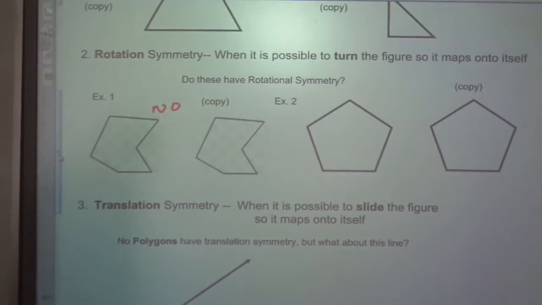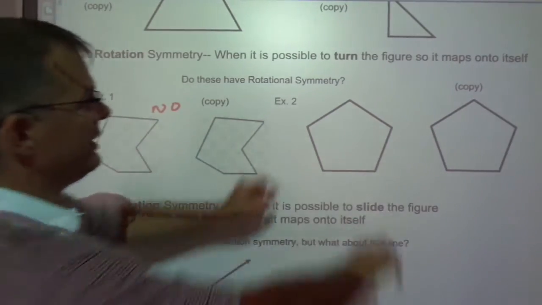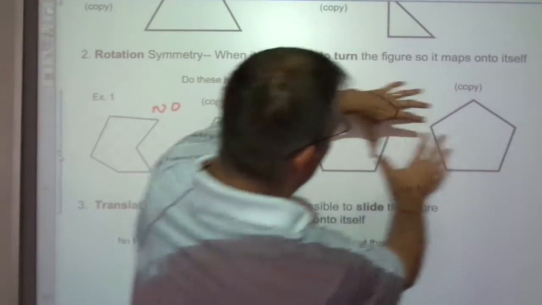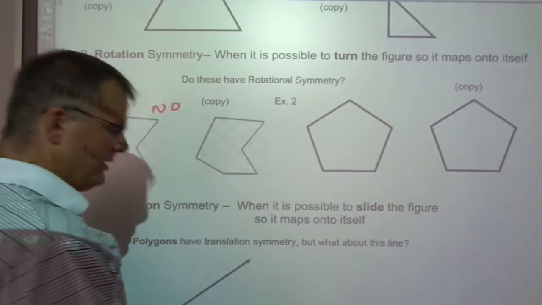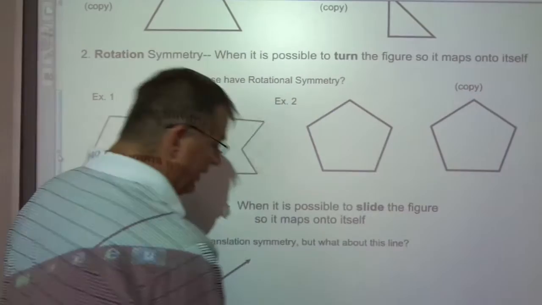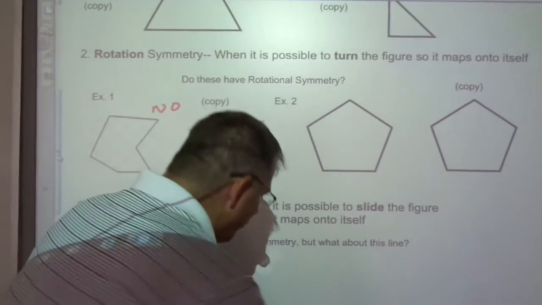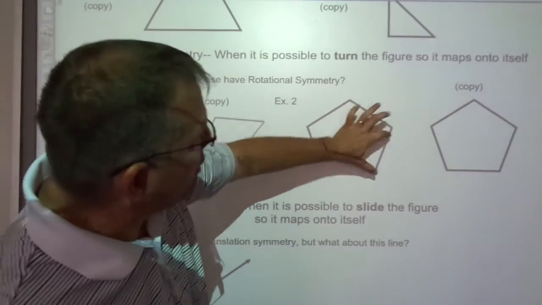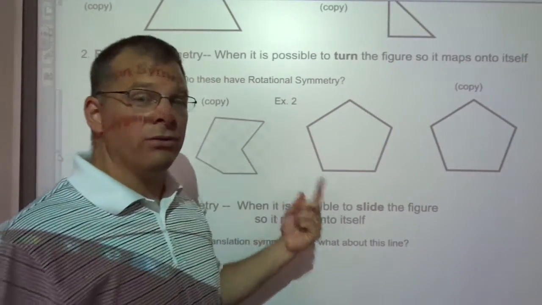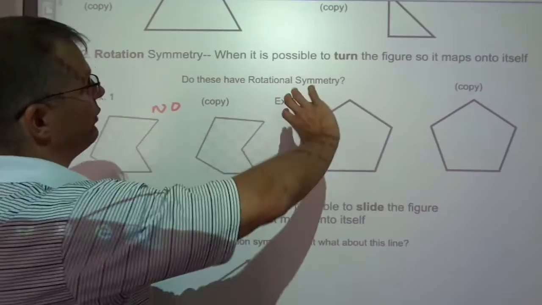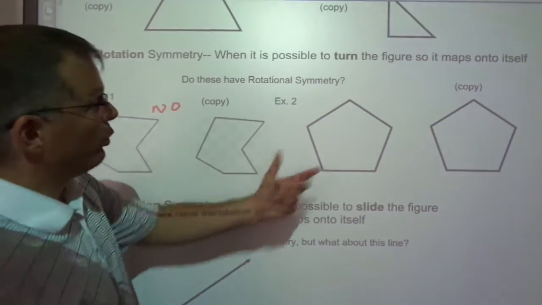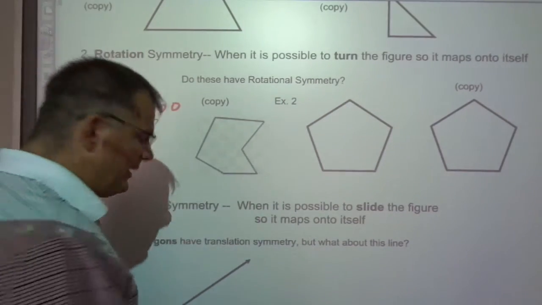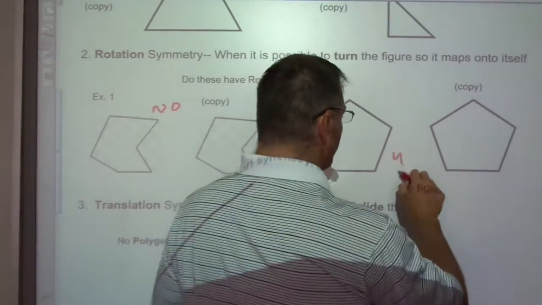Okay? How about this one? Does this one have rotation symmetry? If I turn this, would that be the same thing? Yes. In fact, I could turn this a bunch of different times. In fact, anything that is called regular is the kind of shape where all of these are equal sides and all equal angles. When it's regular, it'll have rotational symmetry. So this is a regular pentagon, and it does have rotation symmetry.